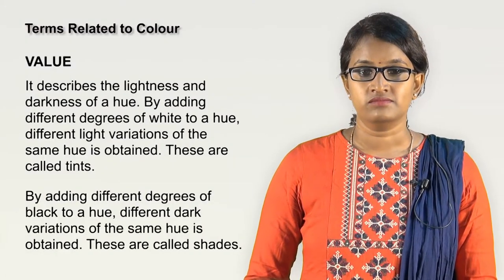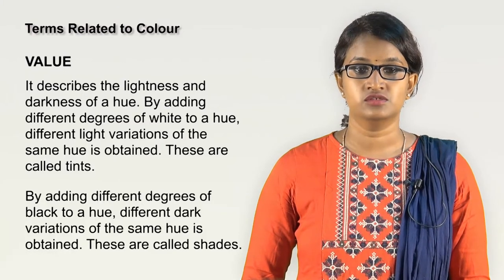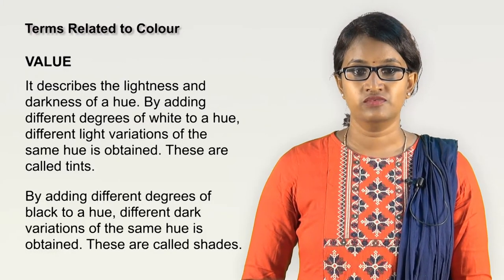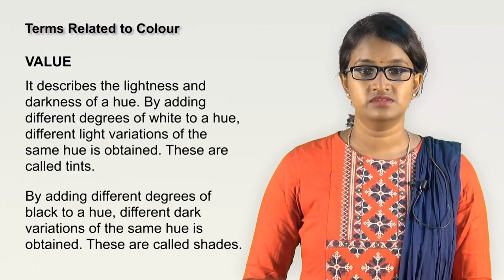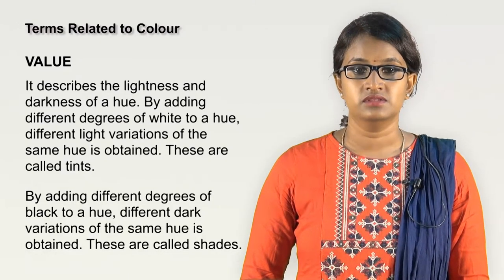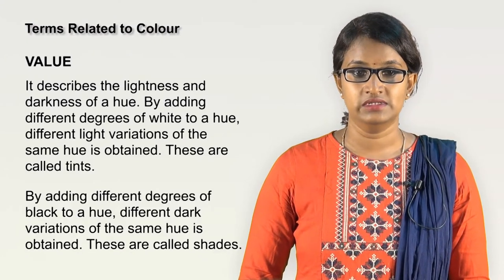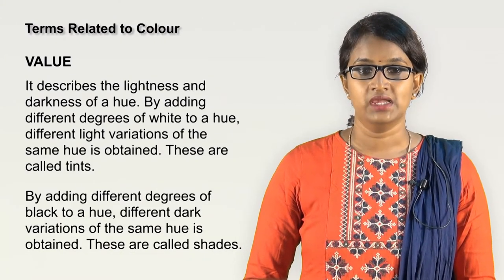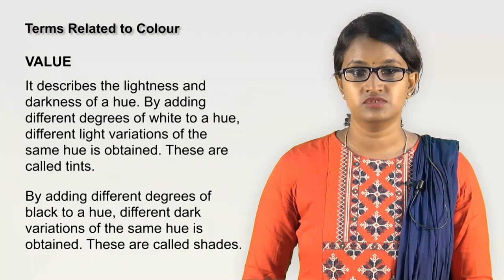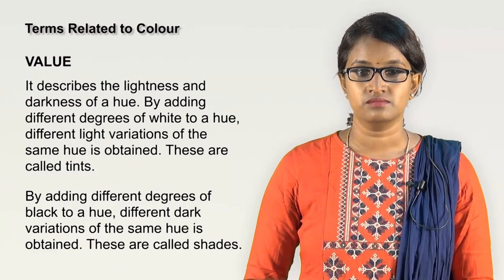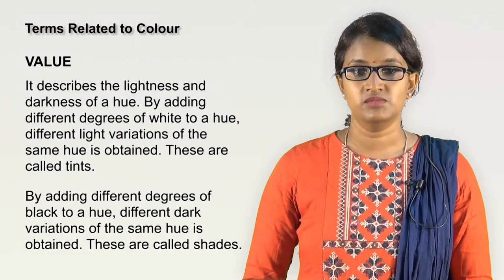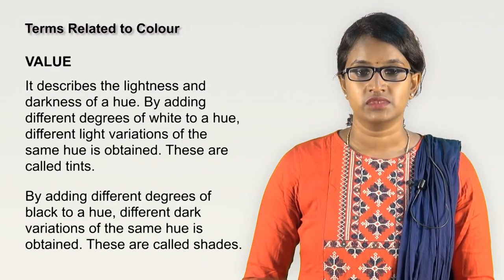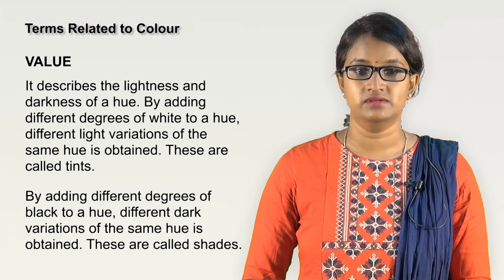By adding different degrees of white to a hue, different light variations of the same hue are obtained. These are called tints. By adding different degrees of black to a hue, different dark variations of the same hue are obtained. These are called shades.